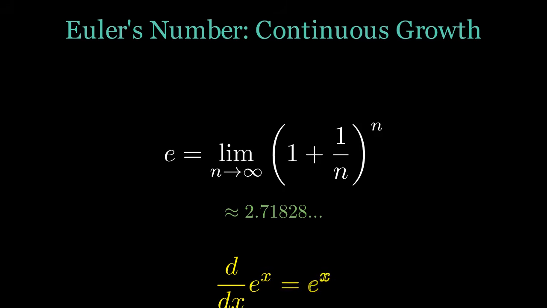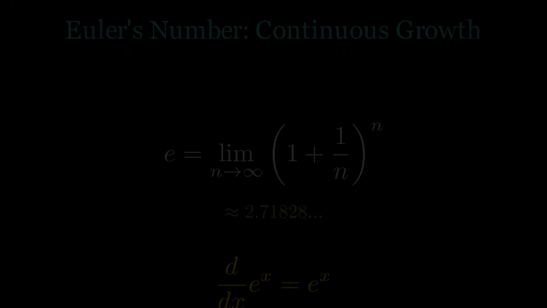The most magical property of e is found in calculus. The derivative of e to the power of x is exactly e to the power of x. It is the only function whose rate of change is perfectly matched to its current value, making it the ultimate mathematical tool for modeling continuous natural processes.